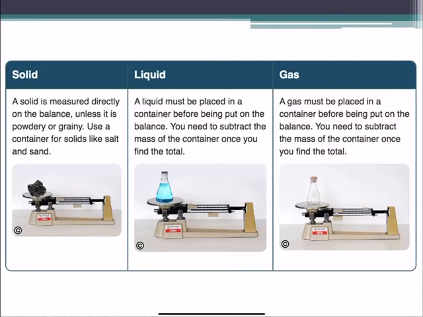And then for a gas, it's going to be the same thing. We're going to need a container, and we would do the same thing. We would take the gas plus the container, okay, so that measurement, and then subtract it by just the container to get the gas.